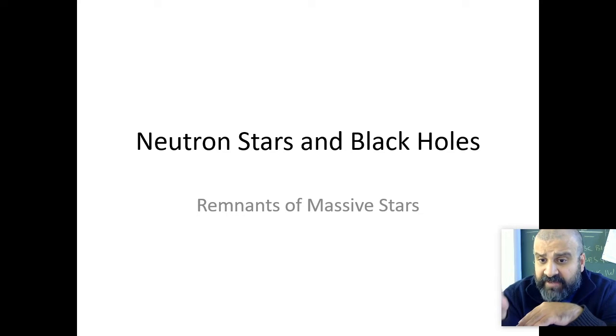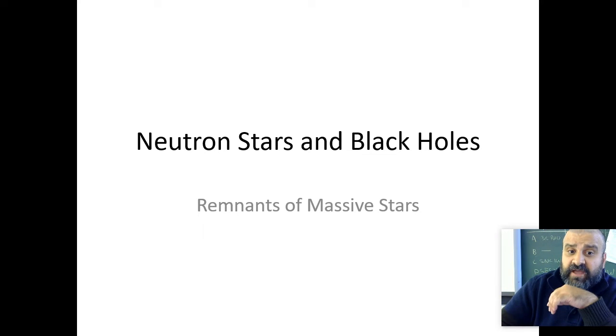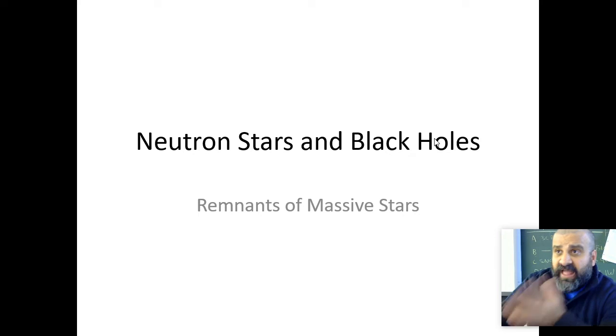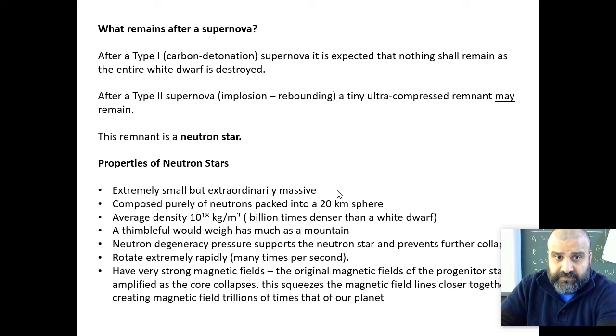But you have a remnant left behind, this remnant that is all neutrons. So the remnants of a massive star are the neutron stars. And supermassive stars, there's so much gravity that they reach the black hole phase, and we'll get to that.